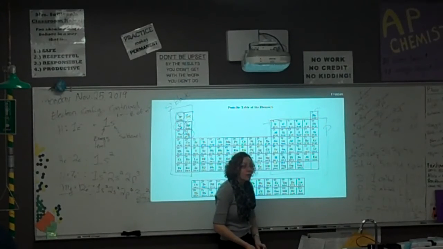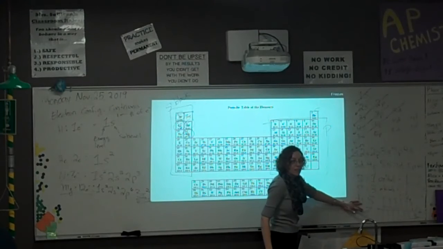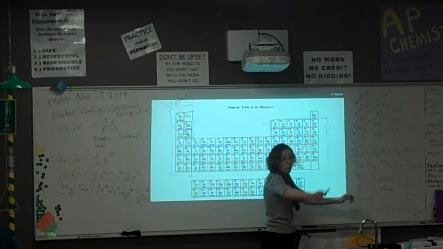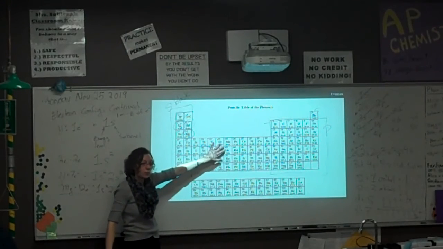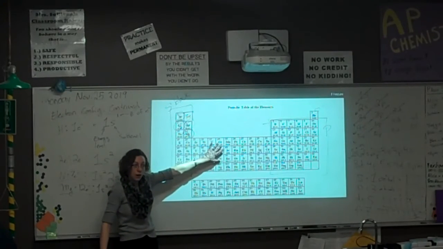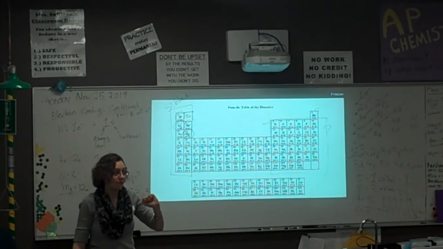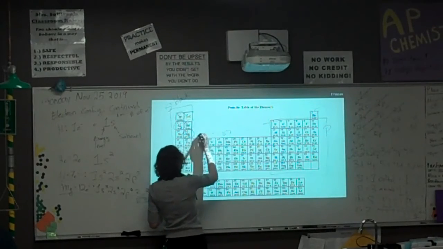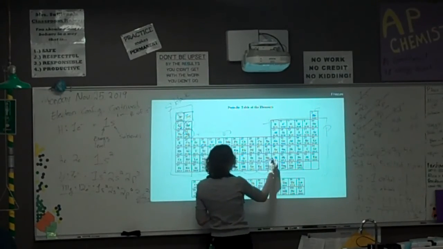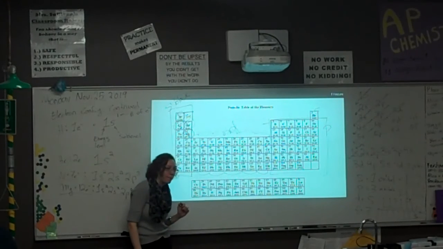How many electrons are supposed to fit in the D sublevel? 10. Oh yeah, 5 orbitals, 10 electrons. Can you count how many elements are in this section? There's 10! Isn't that cool? That means that these, right there, have electrons in your D sublevel.